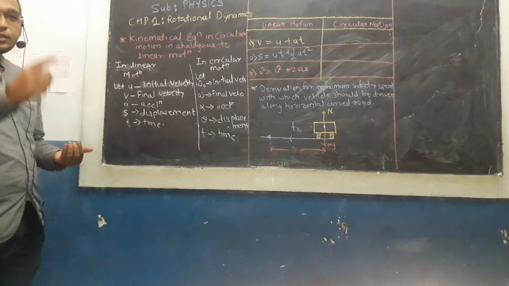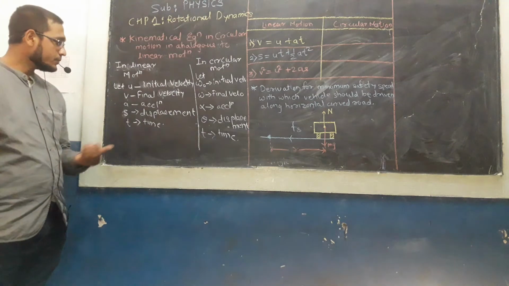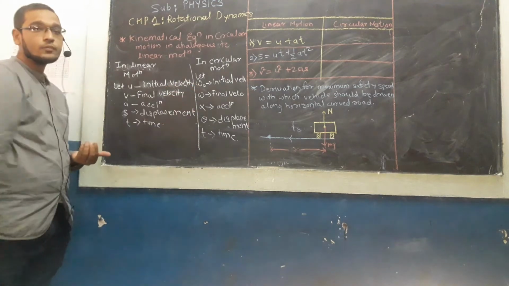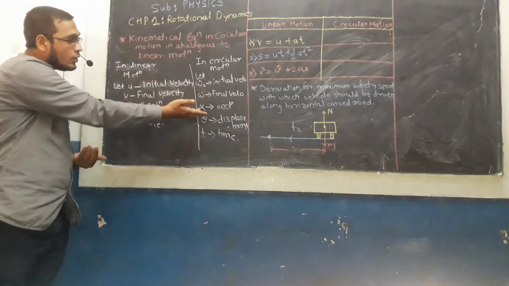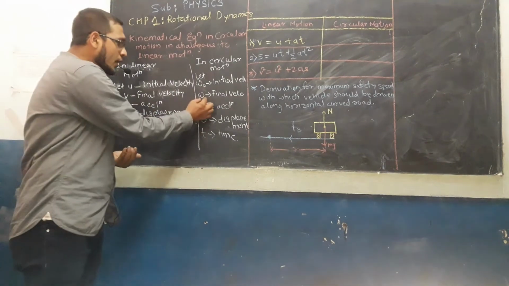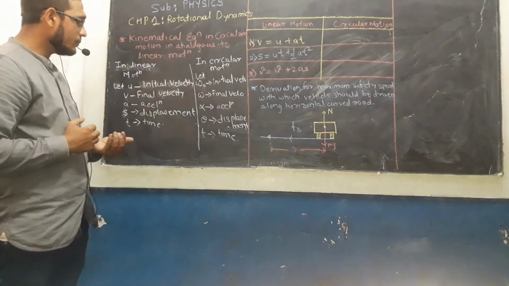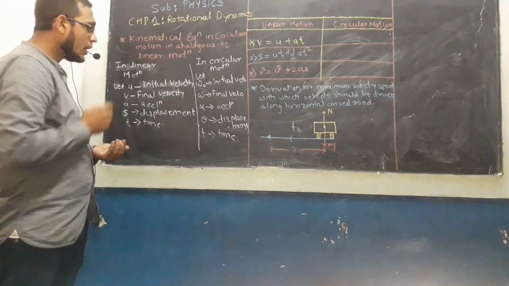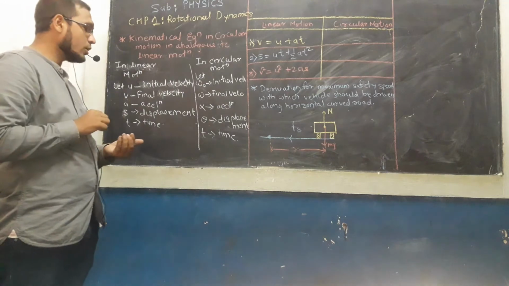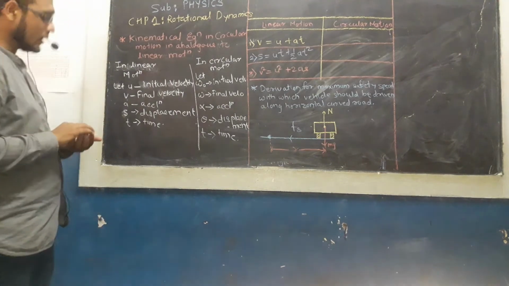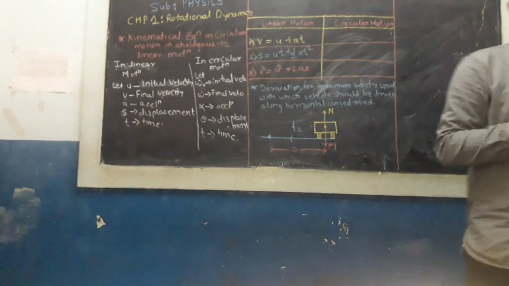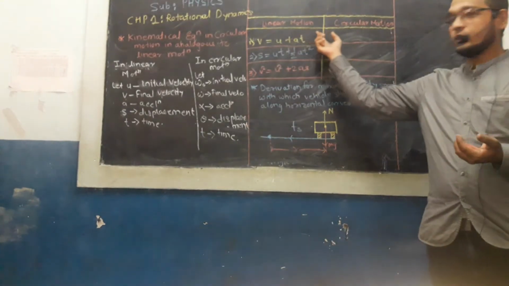Similarly, when the particle is performing a circular motion, the linear velocity is converted into angular velocity. So let omega 0 be its initial angular velocity, omega be its final angular velocity, alpha be its angular acceleration, and theta be its angular displacement in time t. As we know the three kinematical equations in linear motion, I have written them on the board.